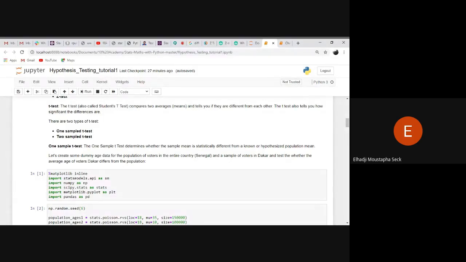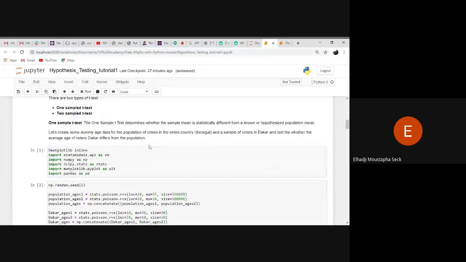Here I have created some variables. Age data for the population of voters in an entire country. Let me say Senegal, for example, my country. So this is age data for the entire country of Senegal. And I have a sample of voters in Dakar, the capital. So this is just a sample of voters in Dakar. The idea is that I want to test whether the average age of the voters in Dakar differs from the entire population in the country.